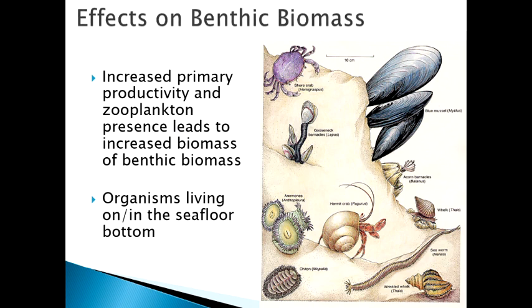How does this then affect the biomass of larger creatures? So benthic creatures are those creatures that live either on or in the sea floor. Here's a whole array of creatures like this: mussels, crabs, barnacles, sea anemones, snails, etc. These things are bigger than the zooplankton, but a lot of them eat the zooplankton, or they eat the things that eat the zooplankton. Increased primary productivity leads to an increase of zooplankton productivity, which leads to an increase of biomass of all of these things.